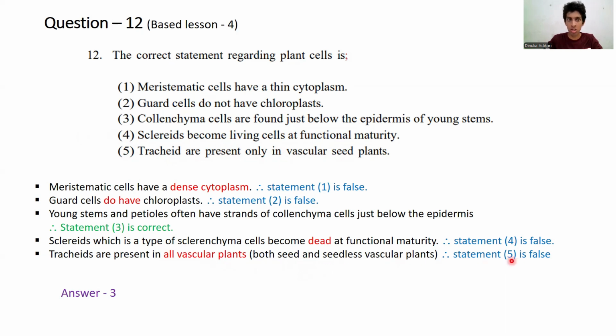So accordingly, the correct statement is 3. Therefore, the correct answer is the third one.